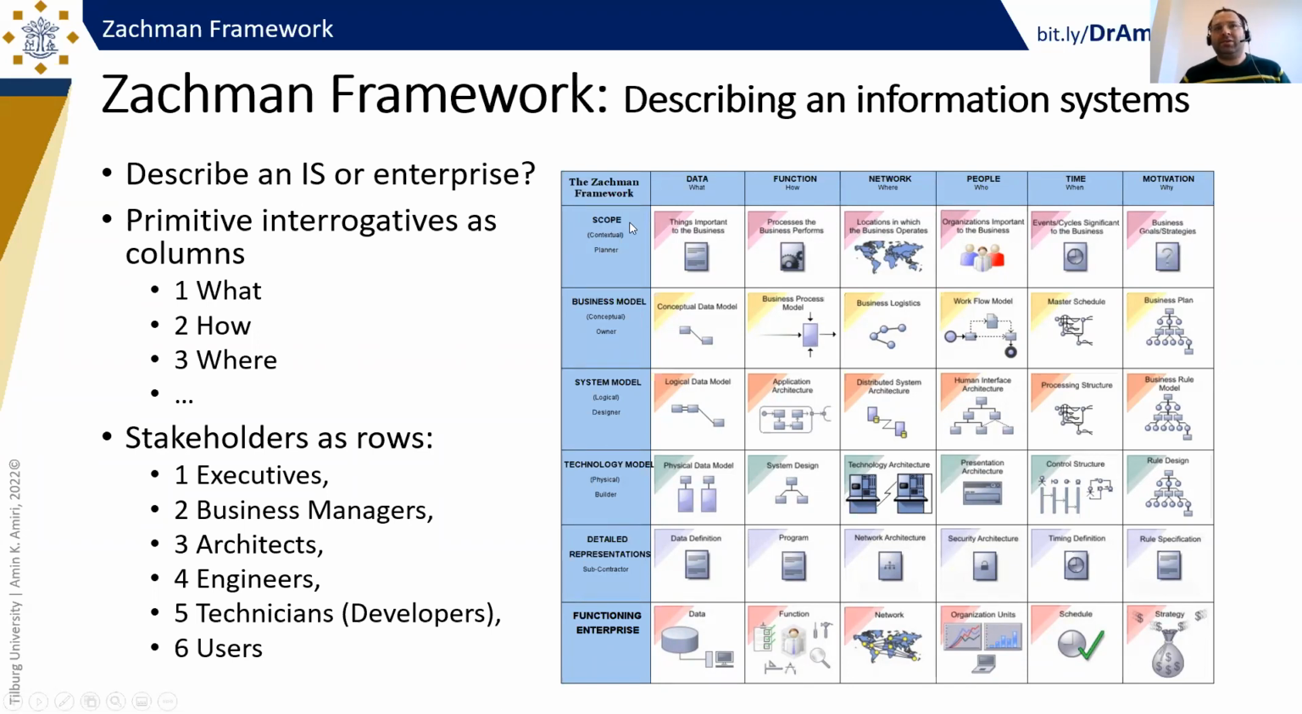So he said that we have 6 important stakeholders for an information system, and for any system in general. The first he called the planner, but later changed to executives, which means the view of the executives in an organization: the chief executive officer, the board, and those top executives.